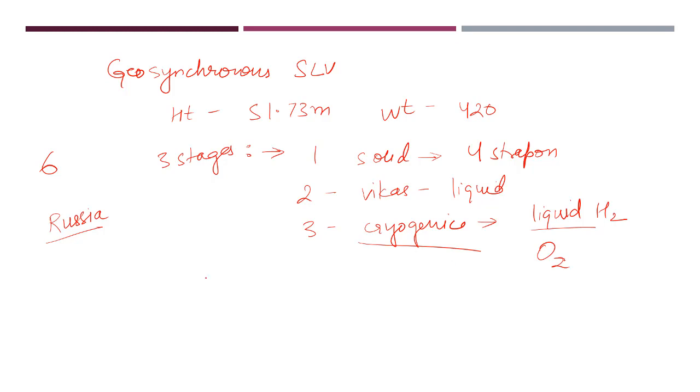So if we talk about the capabilities of GSLV, it can place satellites in both lower Earth orbit as well as geosynchronous transfer orbit. For lower Earth orbit, it can carry satellites weighing almost 6000 kgs. But for geosynchronous transfer orbit, it can handle satellites only in the weight range of 2250 kgs.